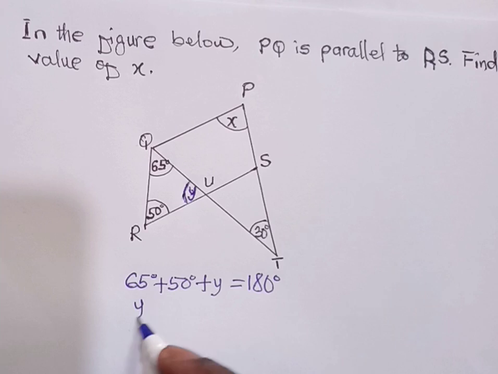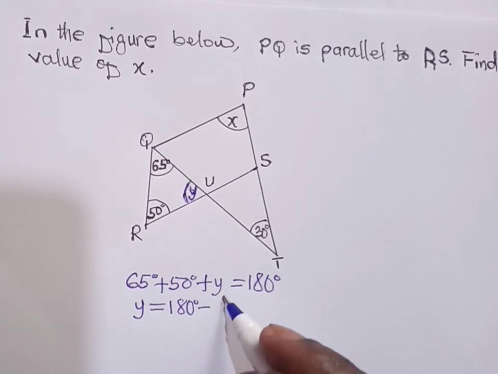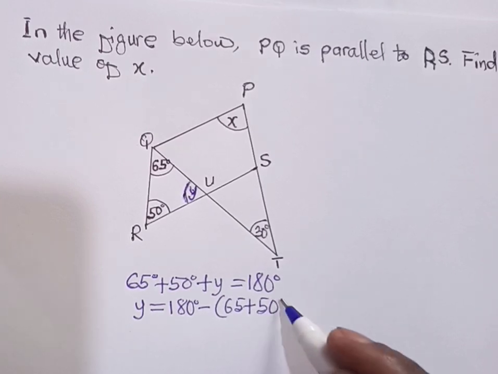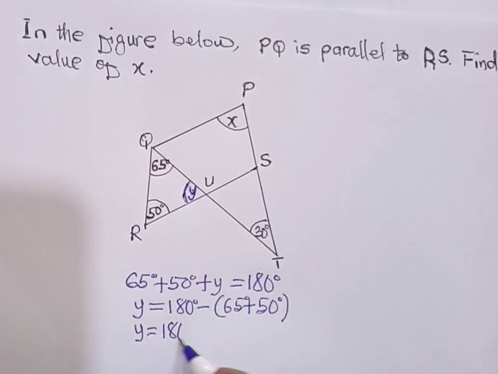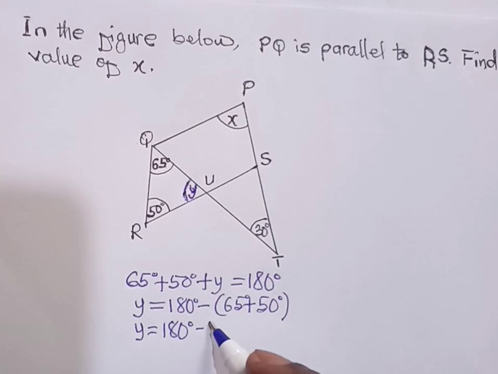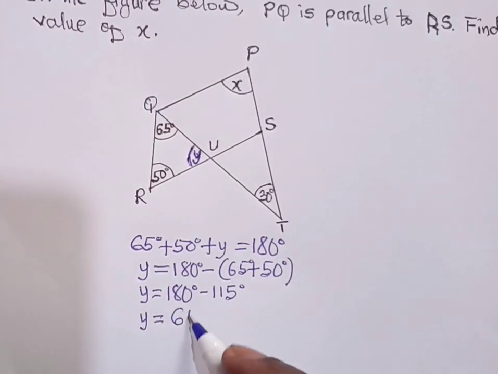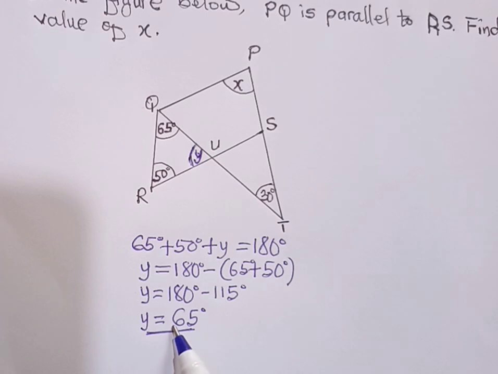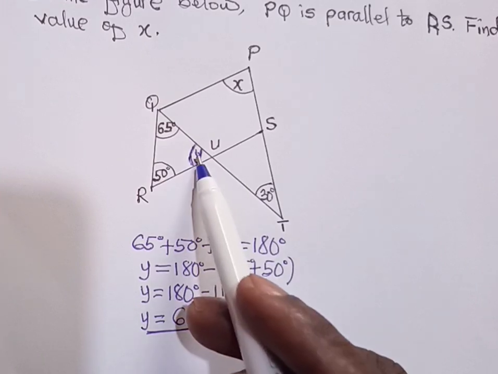So we can group like terms by having 180 minus 65 plus 50 degrees. So we have 180 degrees minus 115 degrees. What is the final answer for y? y gives 65 degrees. Good, so we have 65 here. That is for y.